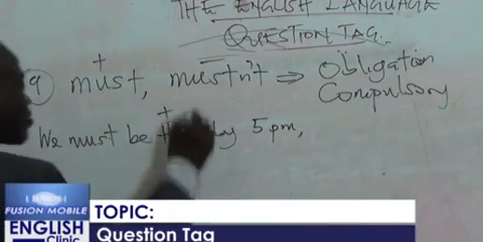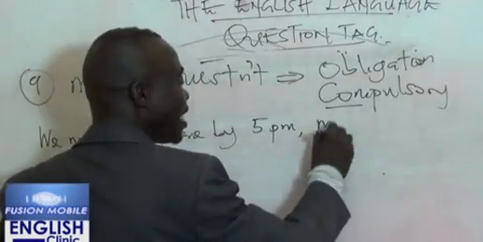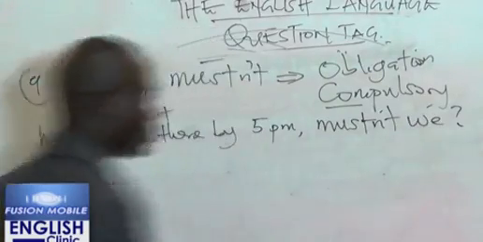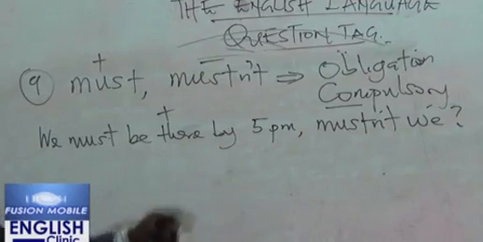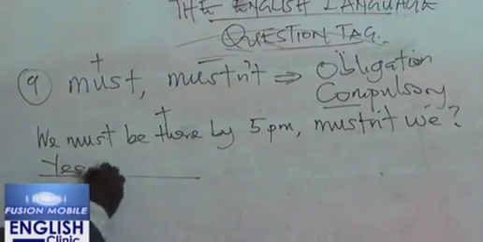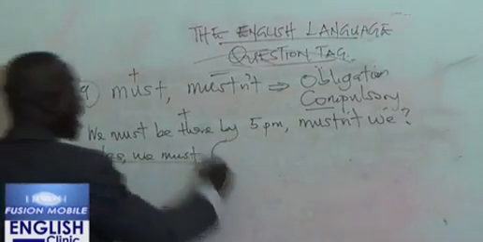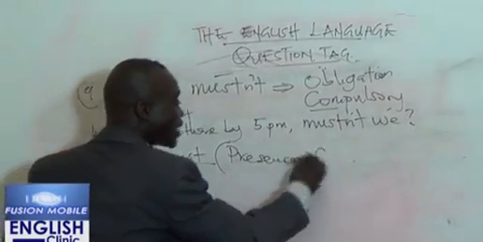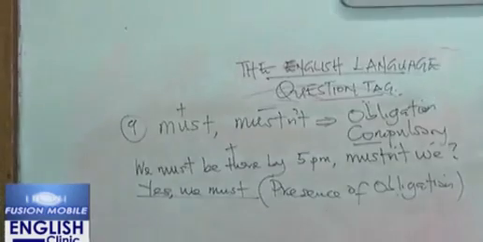Now, this is a statement. The tag must be negative. The tag is what? Mustn't be. Now, if it is compulsory for us to be there by 5 p.m., our response will be, yes, we must. When we say yes, we must, we are simply implying that there is a presence of obligation here. That is, we are under obligation to be there by 5 p.m.